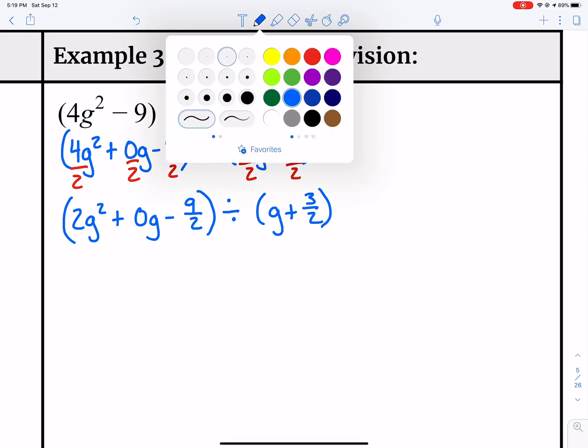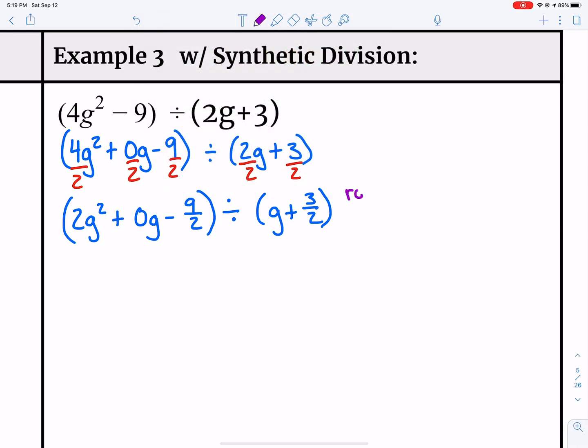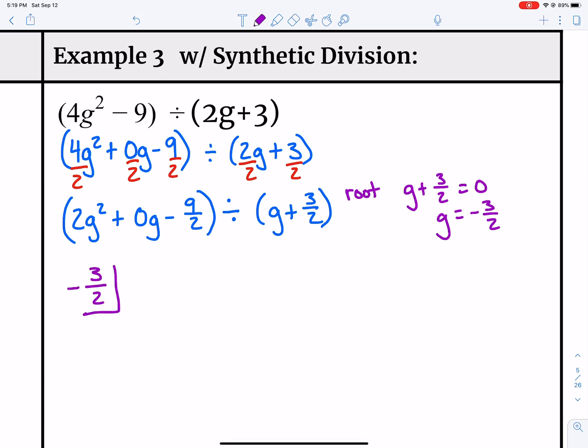All right, so let's find the root. So the root comes from your divisor if you set it equal to 0. And you would say, I could subtract 3 halves to get g by itself. So the root is negative 3 halves. So let's put that in our box to the left.